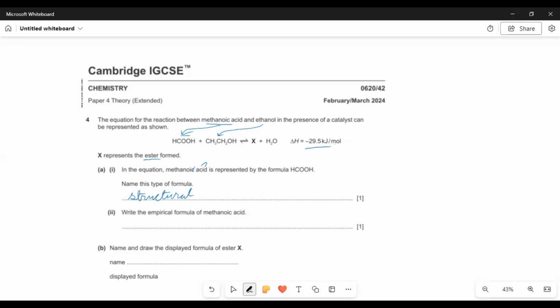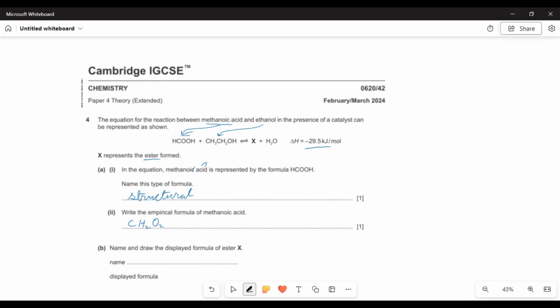Write the empirical formula of methanoic acid. So first write the carbon. How many carbon atoms are there? Only one. Then we write hydrogen. There are 2 hydrogen atoms and 2 oxygen atoms as well. So this is the empirical formula of methanoic acid.